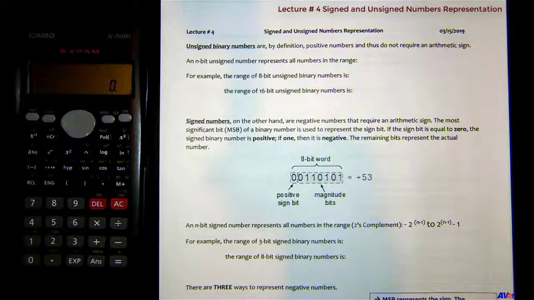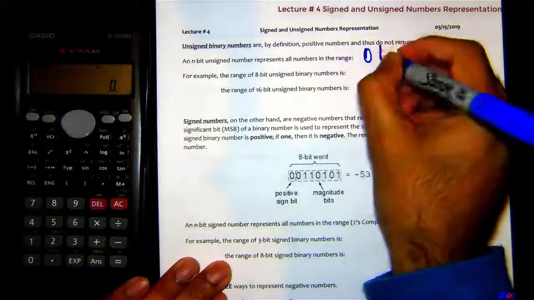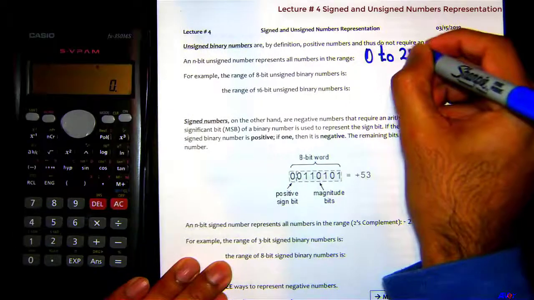Unsigned binary numbers, these are the positive numbers. By definition they are positive numbers and thus do not require an arithmetic sign. An n-bit unsigned number represents all numbers in the range. What is that range? We have done it Tuesday and also on Thursday. Yes. 0 to 2 to the power n minus 1.